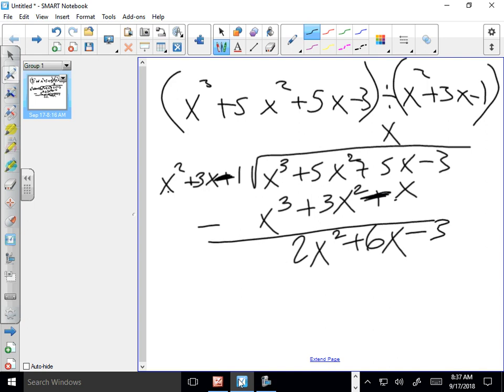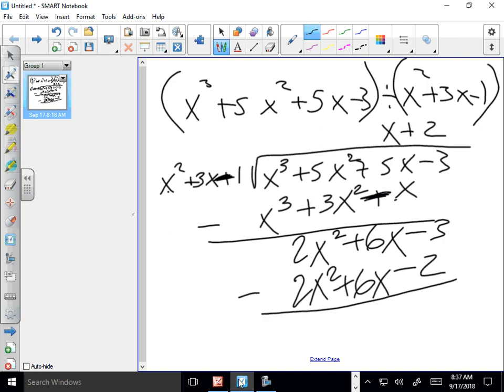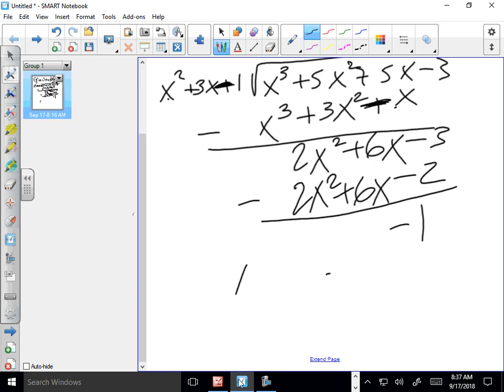And what do I multiply this by to turn it into this? That's going to be a 2. And 2x squared plus 6x minus 2. And when I subtract, I get negative 1. And remember, in the past, we've probably written our answer as x plus 2 plus that remainder of negative 1 over our divisor, x squared plus 3x minus 1.